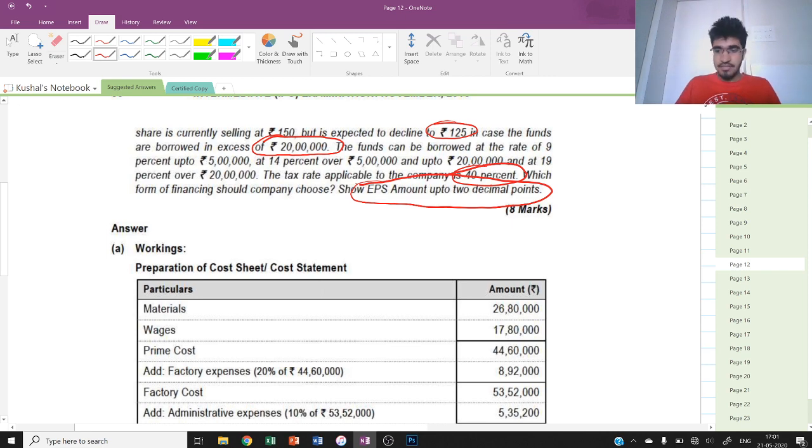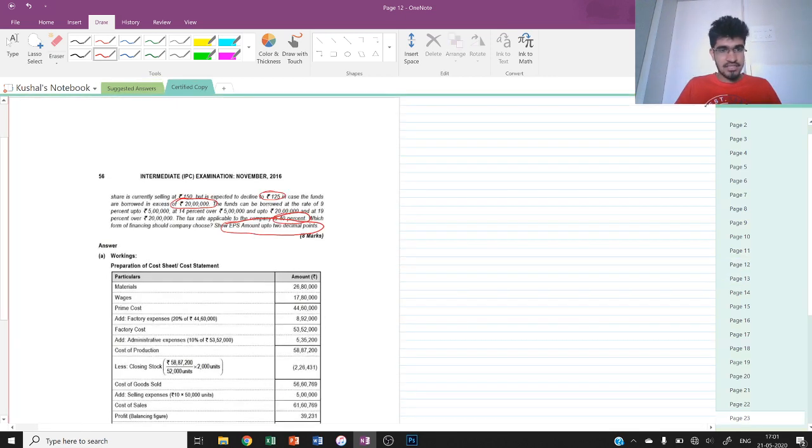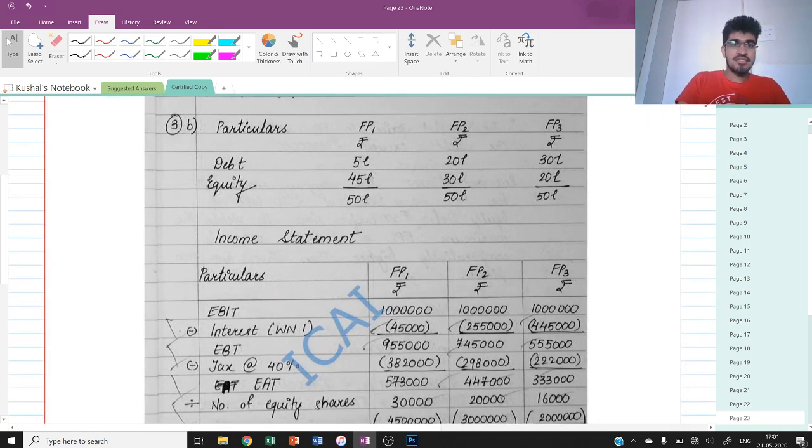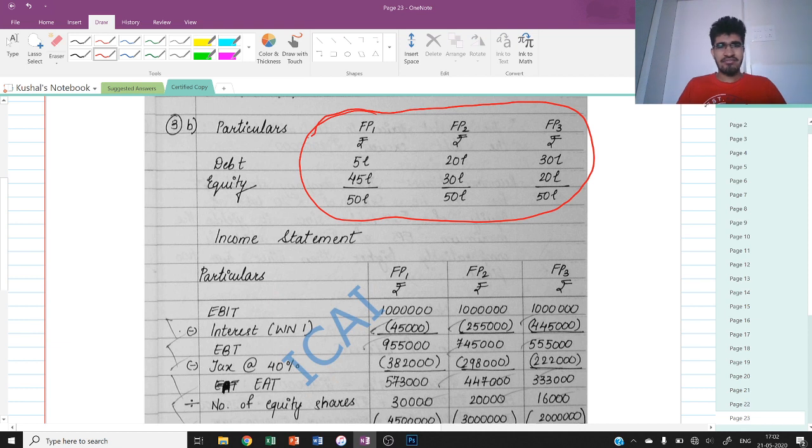This is also a very easy question. Let me show you the answer sheet. Okay, see what I did, I just wrote down the amount of equity and debt in all the options. These are the three possible options. FP is nothing but financial plan. So in financial plan 1, you have a debt of 5 lakhs and equity of 45 lakhs.